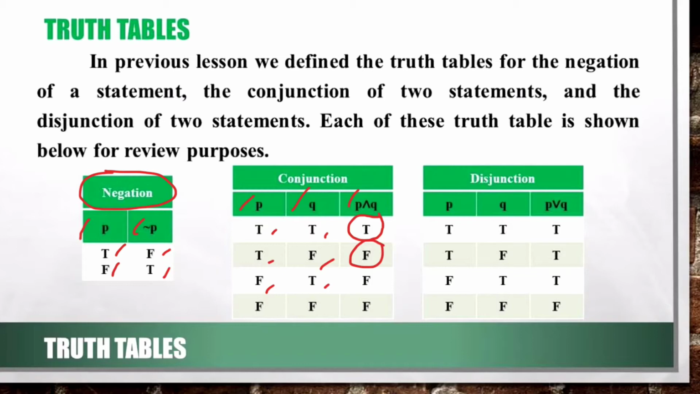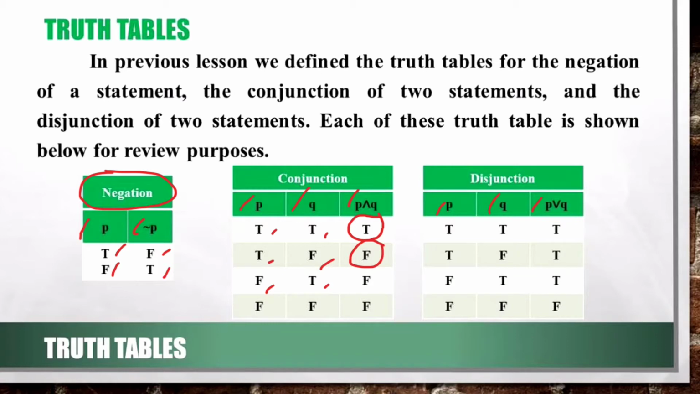Again, in conjunction, the only way for the truth value at the end to be true is if both statements are true. Next, we have the disjunction and the connective it uses. So, statement P, statement Q, statement P or Q. Here, in order for a disjunction to be false, the statements we combine using the connective or must both be false.